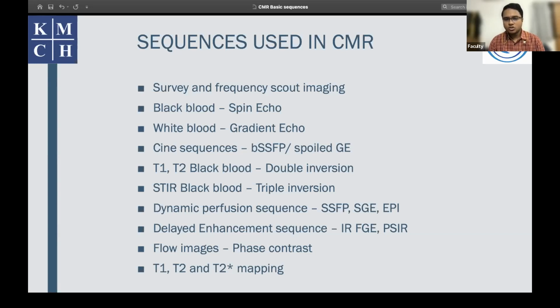And there are post-contrast images like dynamic perfusion sequences, the delayed enhancement sequences, which are used for myocardial fibrosis, and flow images to quantify flow using phase contrast images. And last but not least, we have the different parametric mapping techniques like T1, T2, and T2 star mapping. So in this session, we will just cover the initial basic sequences, and in the subsequent sessions, we will go into the post contrast and the phase contrast sequences.